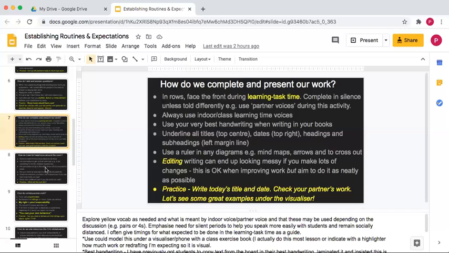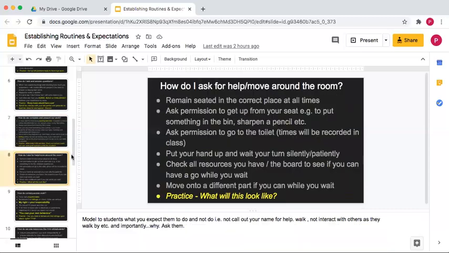Obviously, check what they've done under a visualizer there. Moving around the room, this is very much about just asking permission, just making it really clear. We just can't get up when we want to. Putting our hands up, again, this is an opinion of mine, I suppose. I don't want 3 or 4 people calling out to me for my help. They will put their hand up and wait their turn silently, patiently.